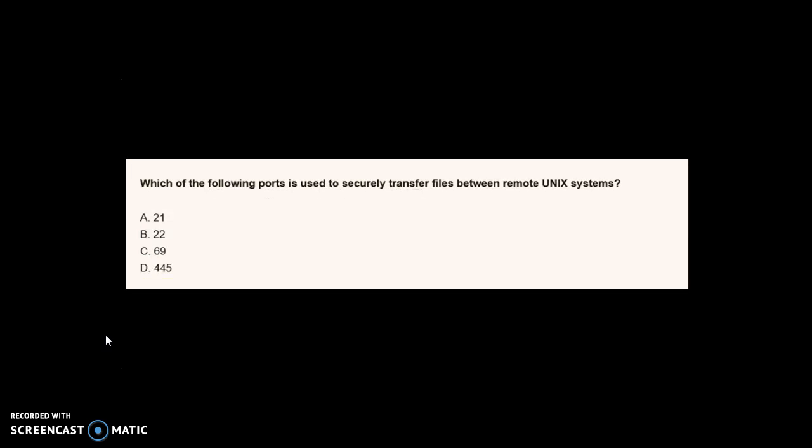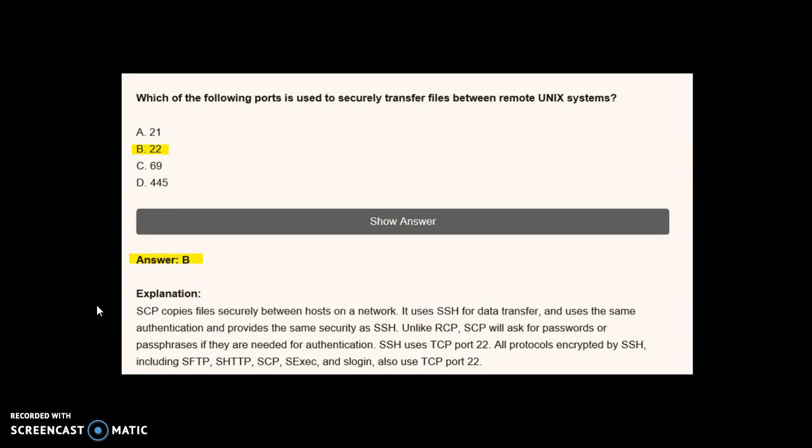Which of the following ports is used to securely transfer files between remote Unix systems? The answer is B, 22.